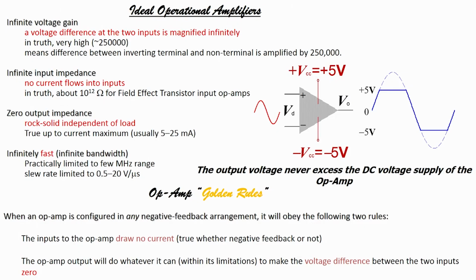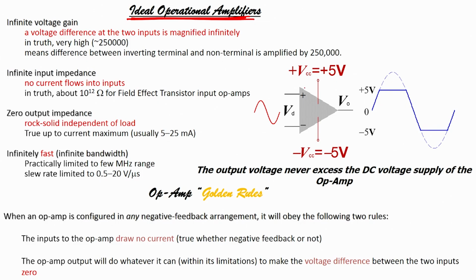Next characteristics, what is that? Ideal operational amplifiers, we are talking about the ideal situation now, and then we will see in truth or practically what is the case. So, these are very important points. If you remember these points, these are repeated in several parts when we talk about operational amplifiers.